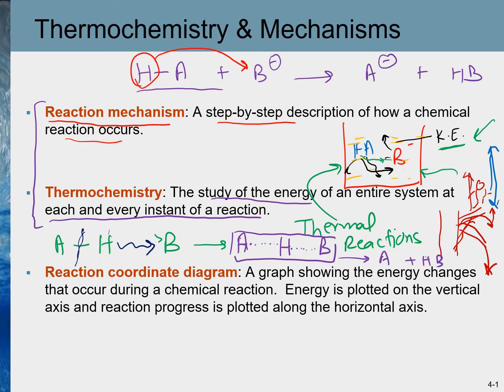Reaction coordinate diagram is a graph showing the energy changes that occur during a chemical reaction. Energy is plotted on the y-axis and reaction progress is plotted on the x-axis. We use reaction coordinate diagrams to show the changes in energy for the molecules involved in a chemical reaction. An example of a reaction coordinate diagram is shown in the next section.